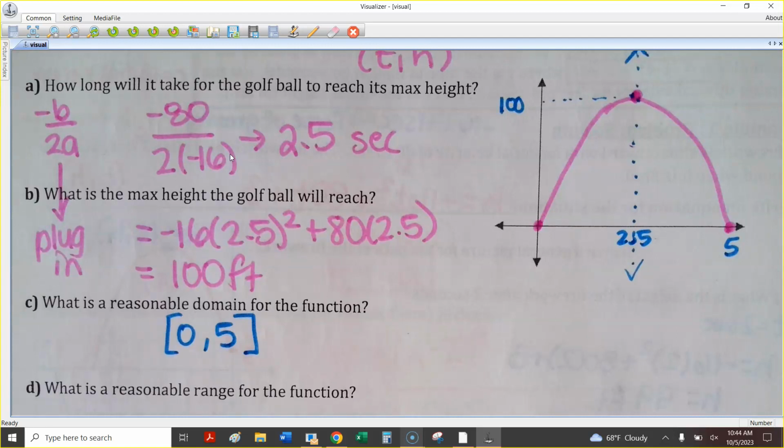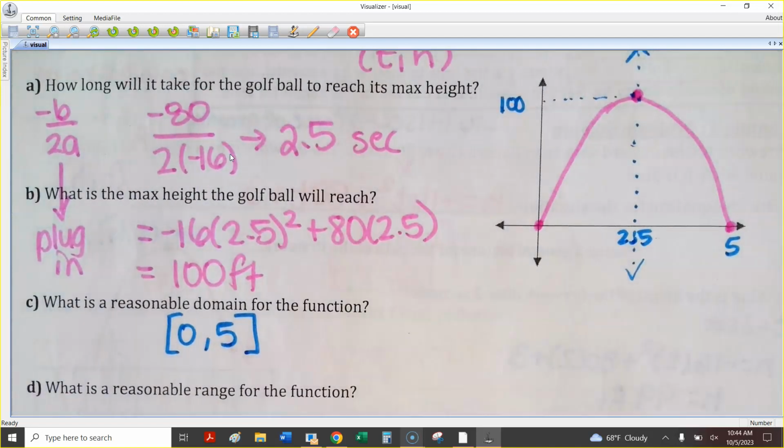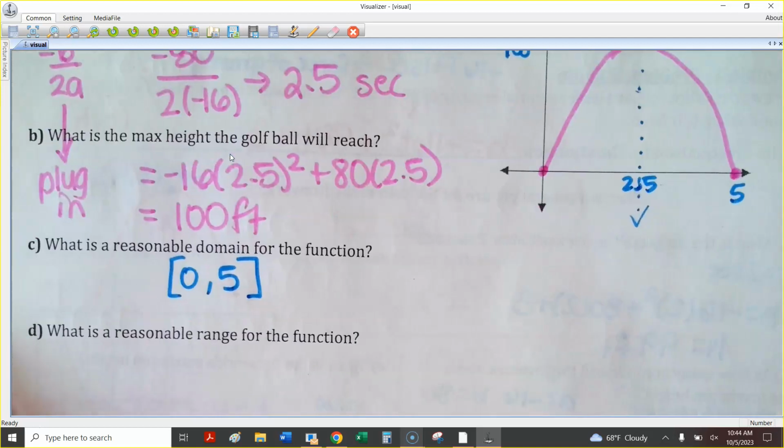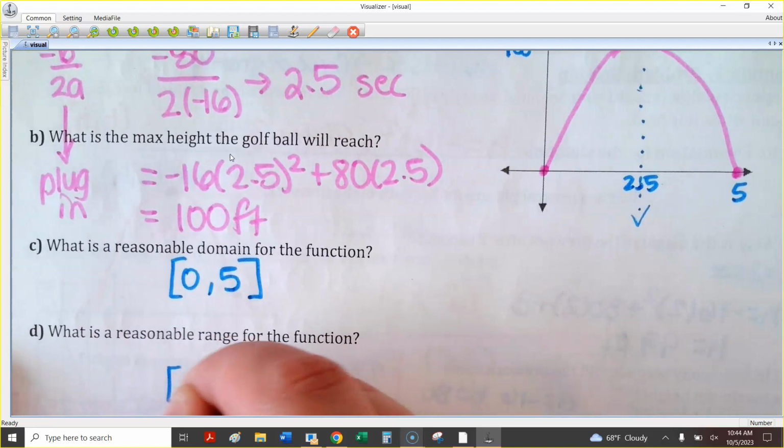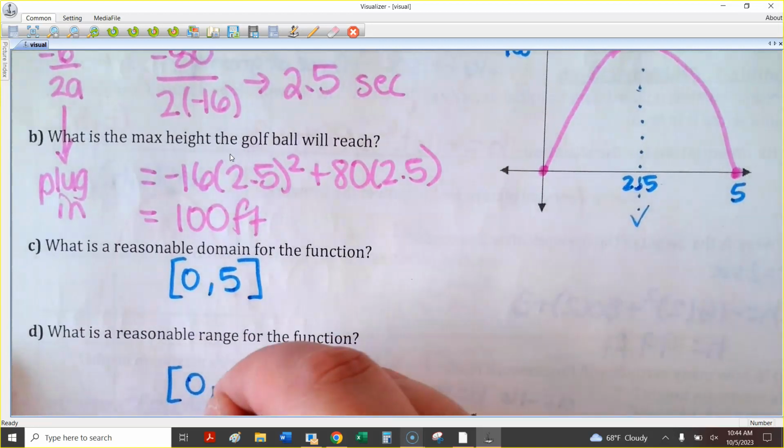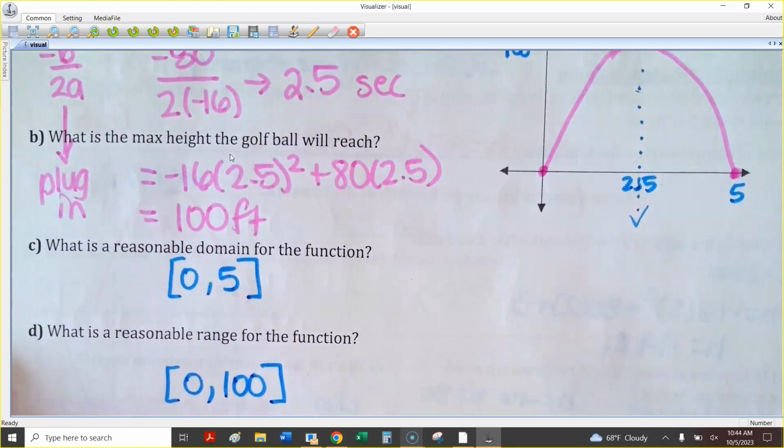Now, the question right underneath here says, what would be a reasonable range? So what would be my possible, from bottom to top, what would be my possible heights for the golf ball? What do you think? Yes, okay. So the lowest possible height is just the ground, so 0, and then the maximum height is 100.